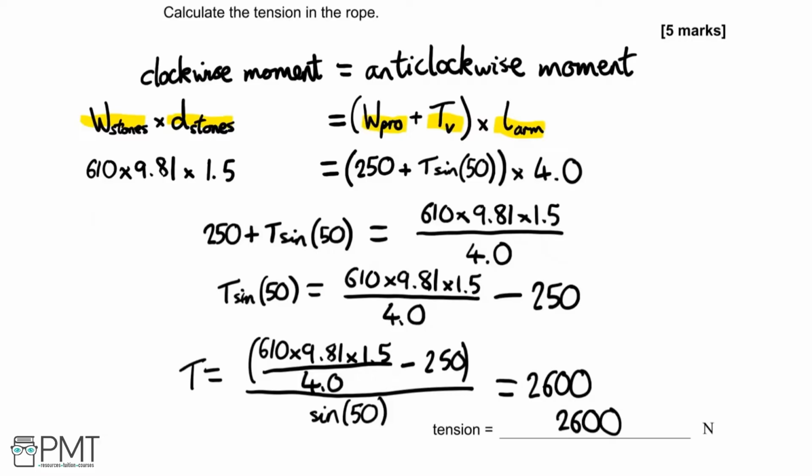Now, in terms of number of marks, we get a mark for calculating the clockwise moment and a mark for calculating the anti-clockwise moment. We get a mark for saying that the clockwise moment is equal to the anti-clockwise moment, a condition of it being in equilibrium. We get a mark for mentioning that it's T sin 50 and not just the value of T, so correctly calculating the vertical component of the tension. And then finally a mark for getting 2,600 newtons.